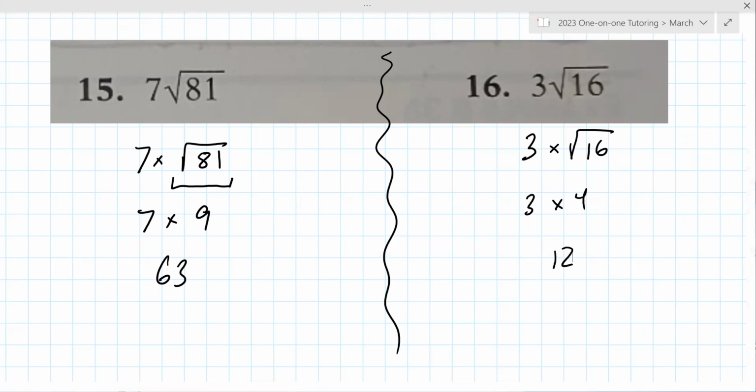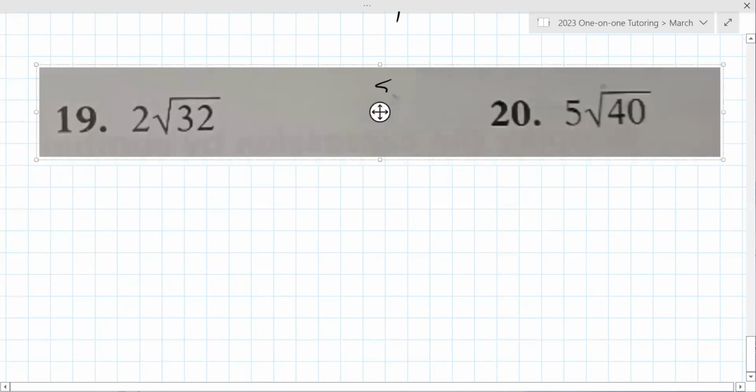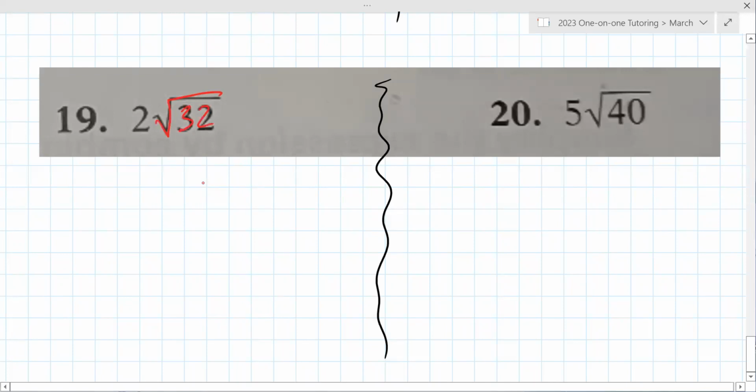Now, these get harder. So we're going to look now at 19 and 20. Do you know the square root of 32? Like, is it a nice number? I would say yes. Okay. This is not a known one. Square root of 36 is known. Square root of 25 is known. This is not known. So we have to take just this part, and we've got to reduce that. Okay. We'll deal with the 2 later.